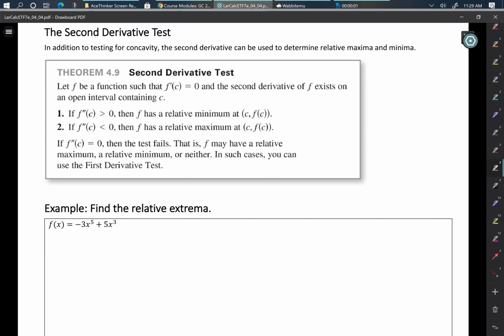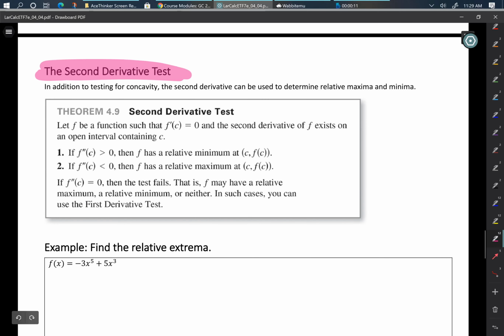All right, so let's take a look at the last concept, the last idea, the last thing that we have to cover in section 4.4, and that is the second derivative test. The second derivative test is an alternate way to determine maximums and minimums, relative maximums and minimums, using the second derivative instead of using the first derivative. All right, so let's read what the second derivative test requires.